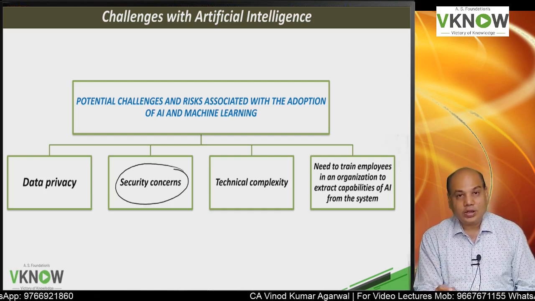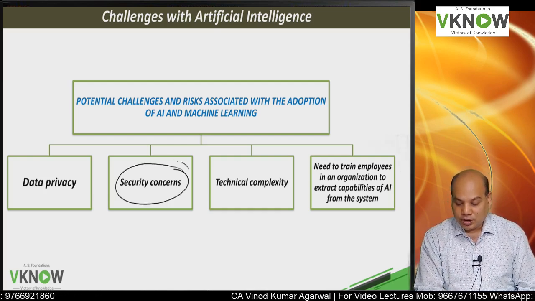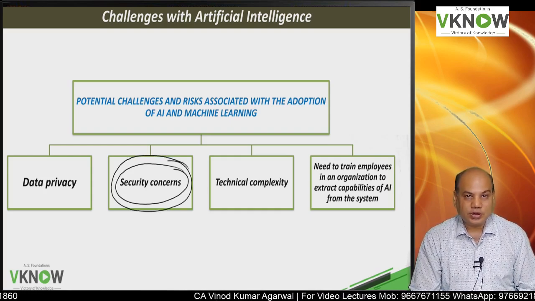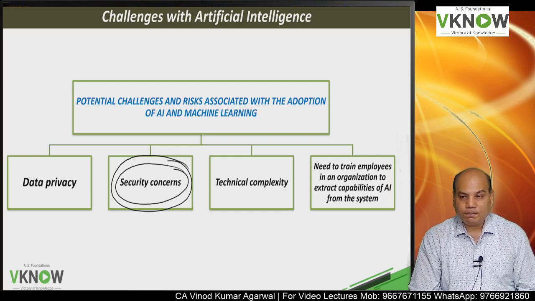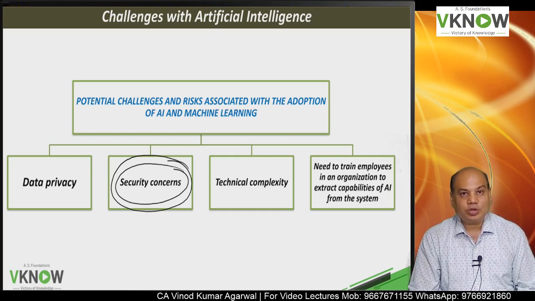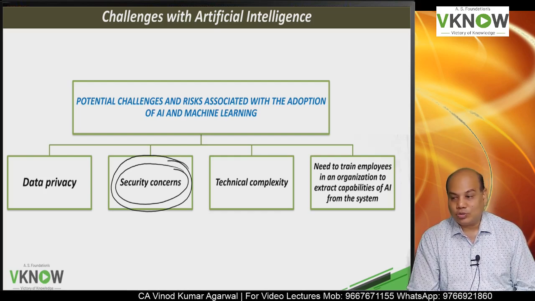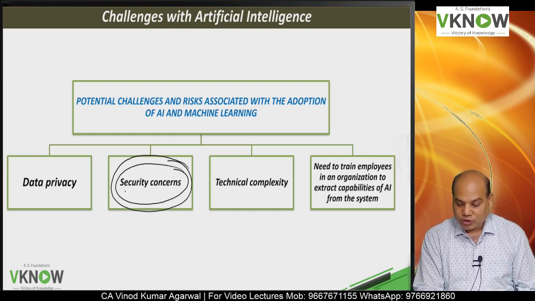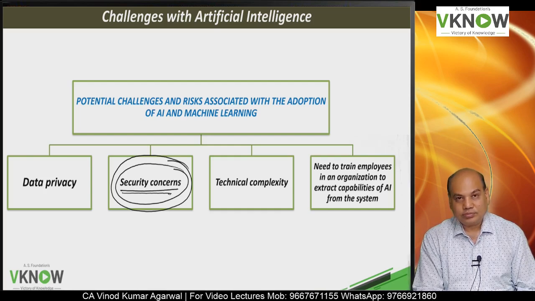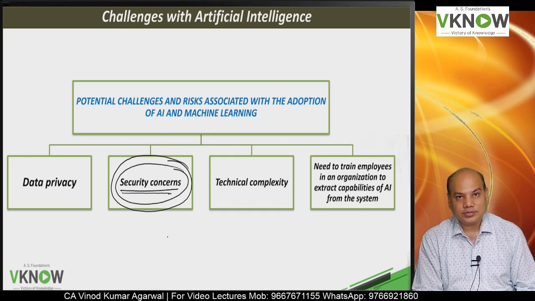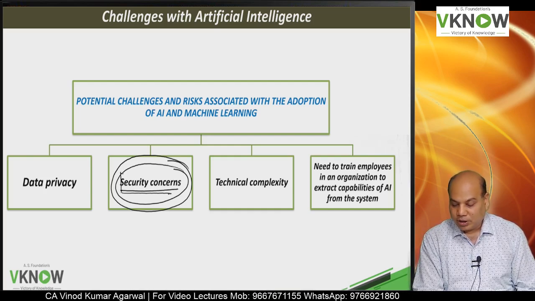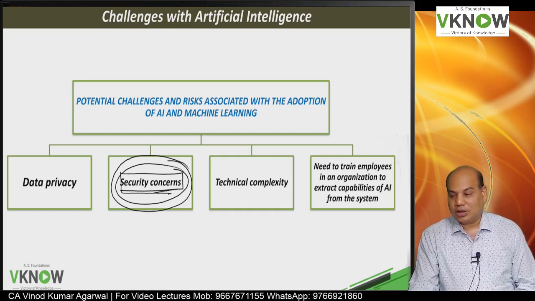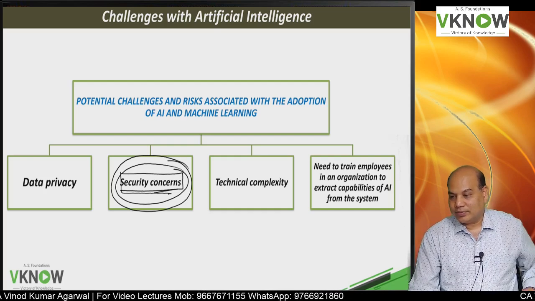Second is security concern, because they can give a lot of information, and it can be a security threat to organizations, to the country also. So security is a big issue now because of artificial intelligence. They can bring any kind of information about anyone and that can be a security threat.